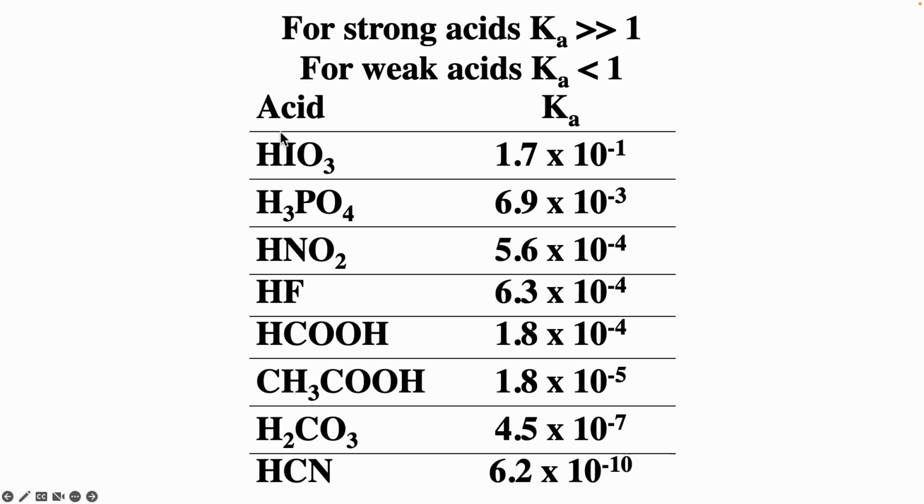And so in this table, we have a list of weak acids, and you notice that the Ka goes from 1 times 10 to the minus 1 down to 6.2 times 10 to the minus 10. Now, this is not an exhaustive list. There's going to be some with larger Kas and some with smaller Kas.